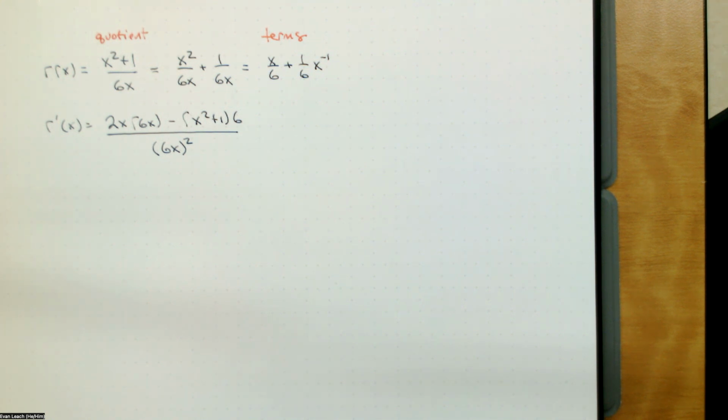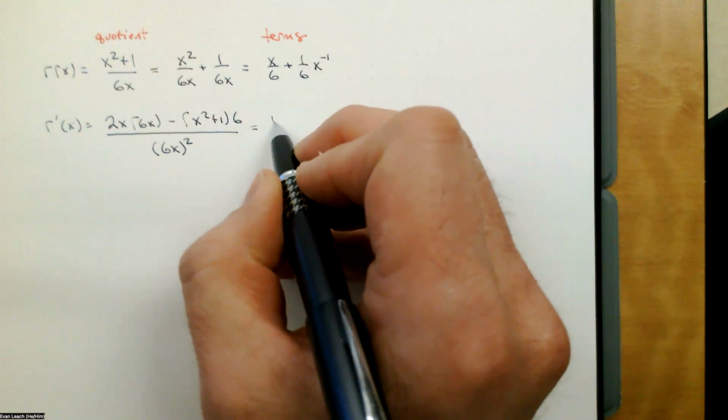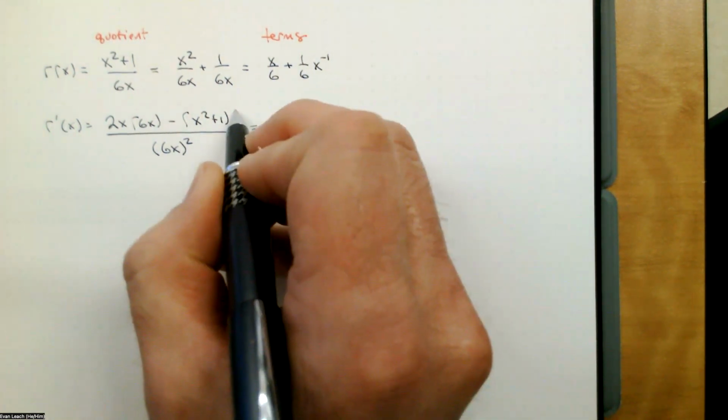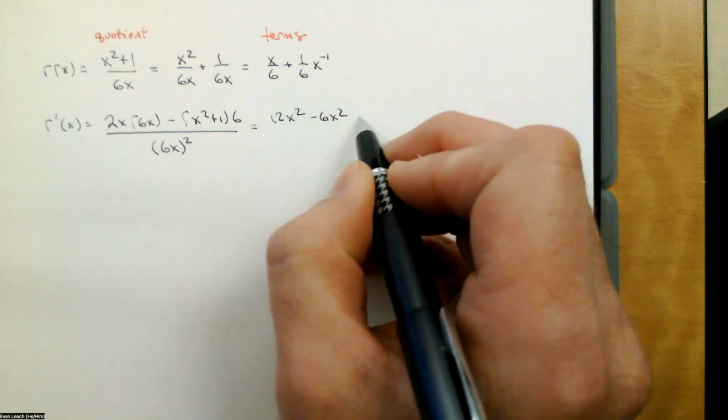Biggest problem here was that the x squared minus 1 is being multiplied by a negative 6. We need parentheses around the x squared minus 1. Both of those terms are going to be negative. We don't subtract 17 by subtracting 10 and adding 7. So you get 12x squared minus 6x squared minus 6.